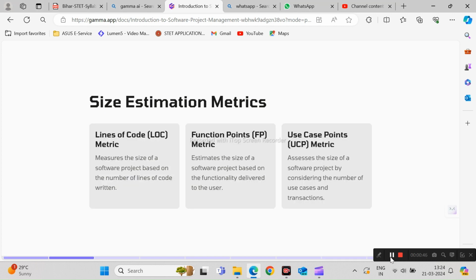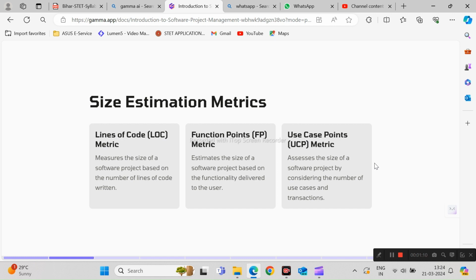Now we are seeing some other aspects of project management. Now we are seeing size estimation metrics. There are three types of size metrics. The first one is the line of code, LOC metric. The second one is the function point, FP metric. The third one is the UCP, use case point metric.